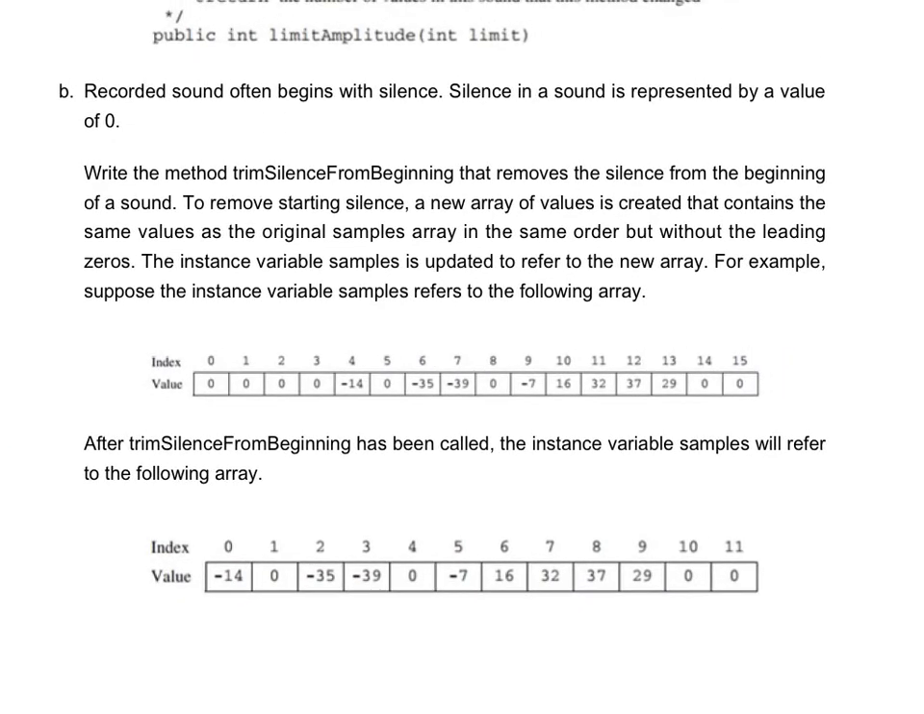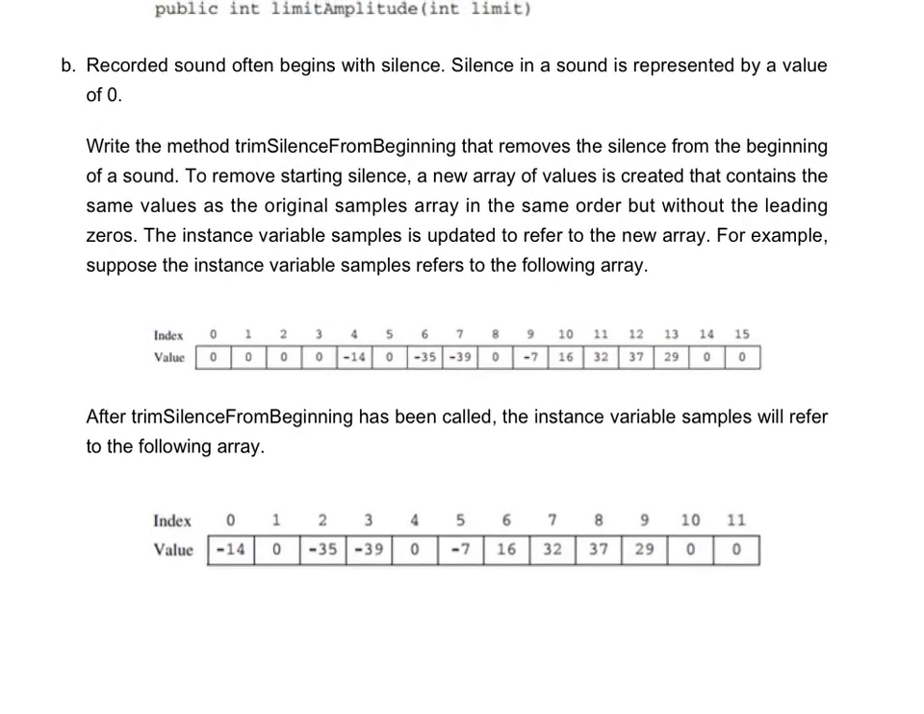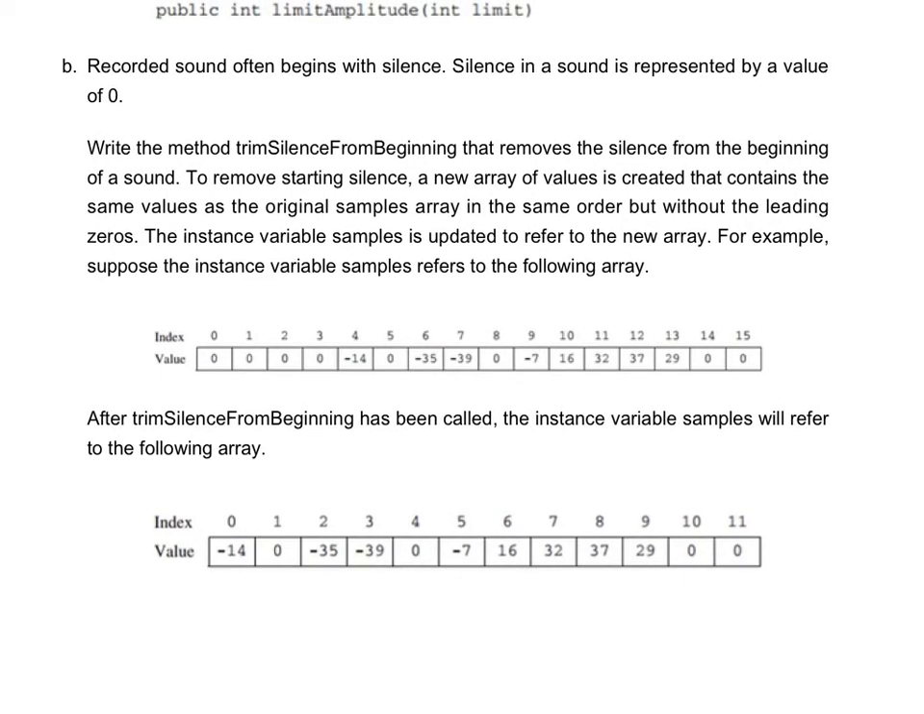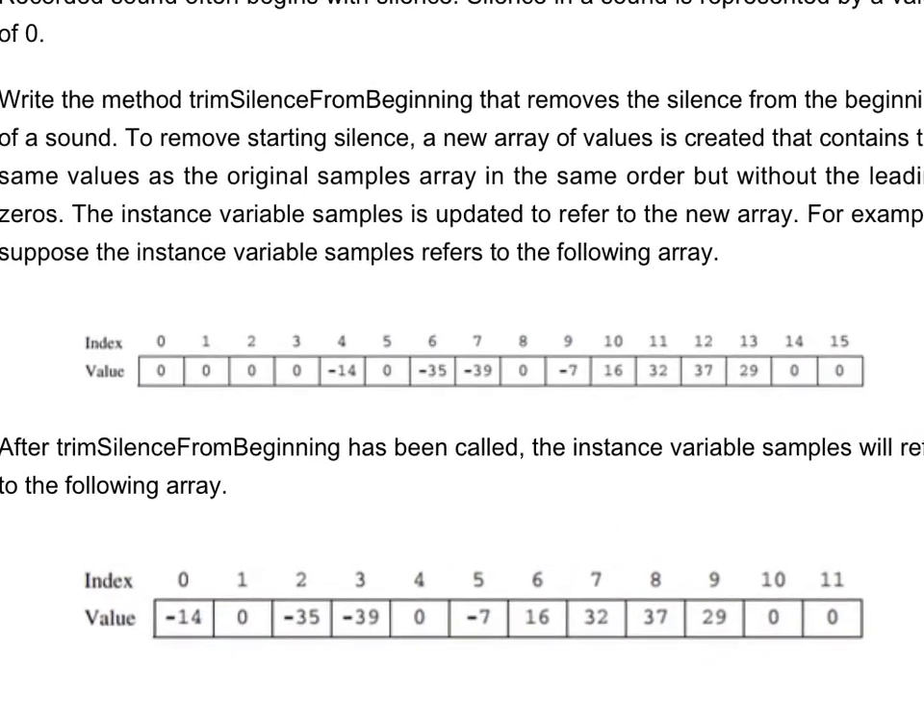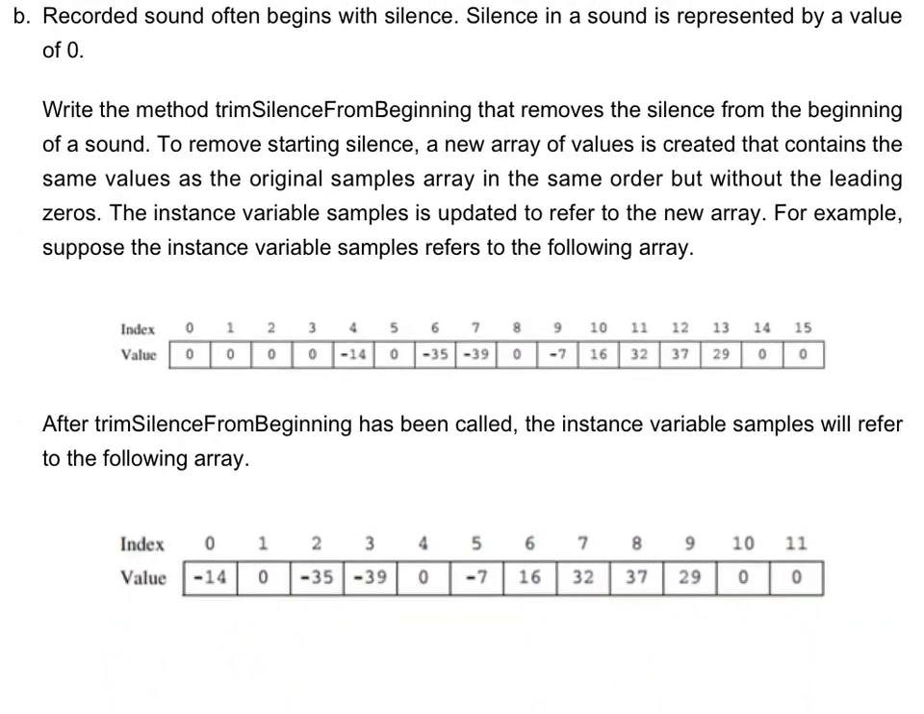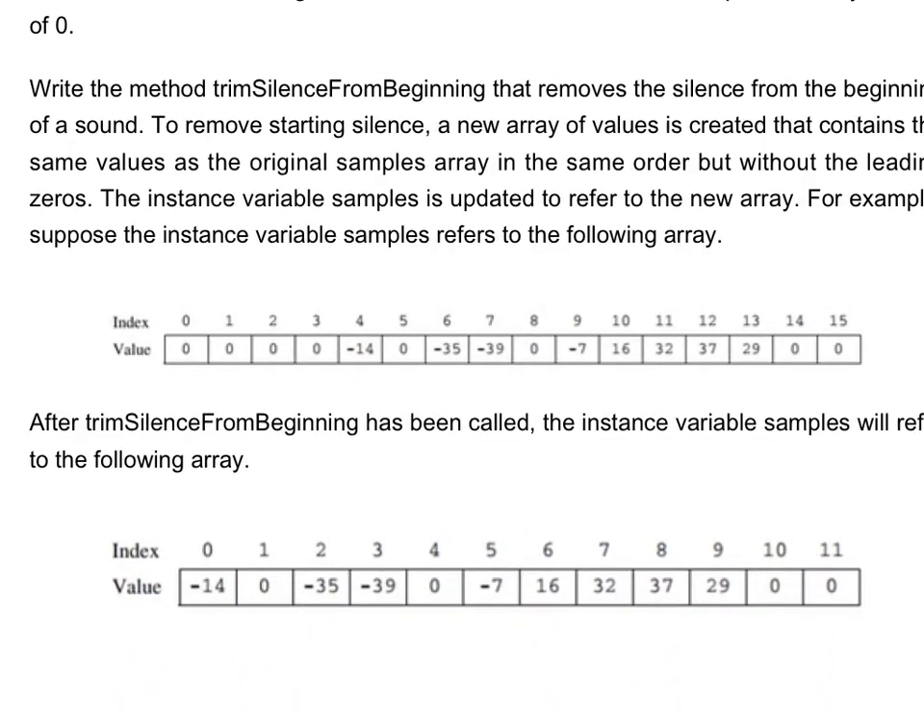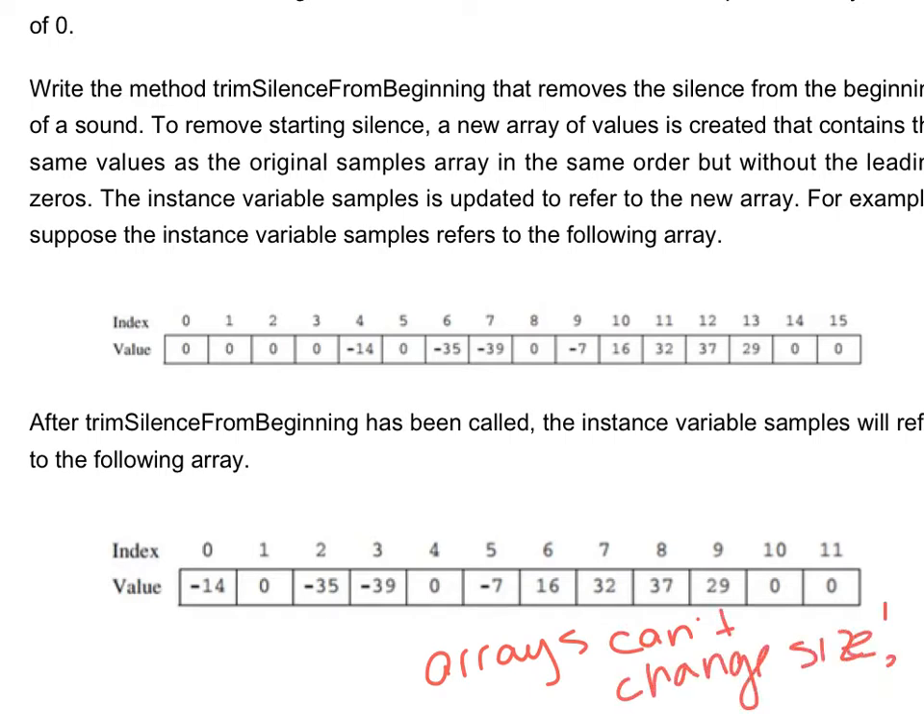Okay, part B here. Recorded sound often begins with silence. Silence is a sound representing a value of 0. So all of these guys that are 0, they want you to trim off of them. So the deal with this is, if this was an array list, this would be no problem, okay? Because you could just remove, but this is an array. So arrays can't change size. Remember this? And that's what makes this one a little bit more difficult.